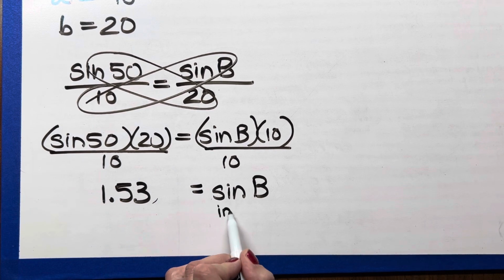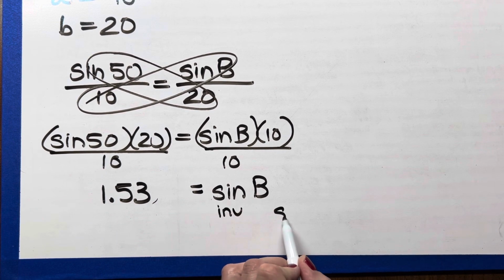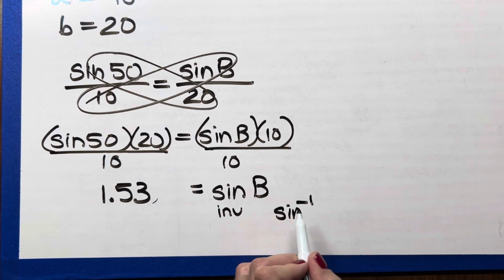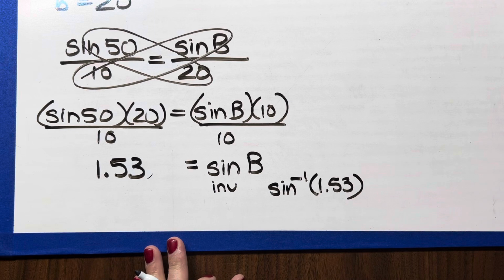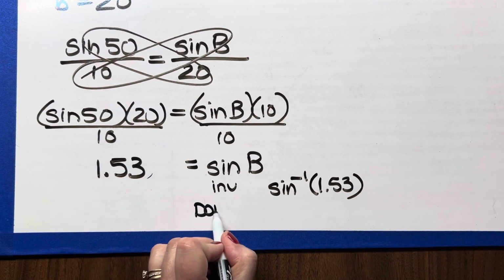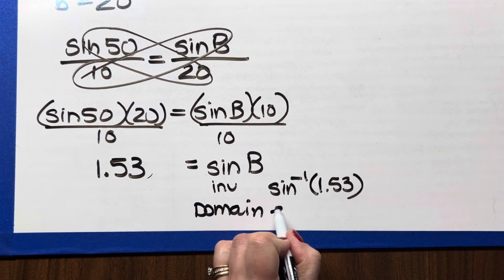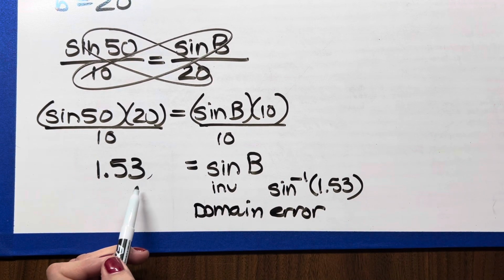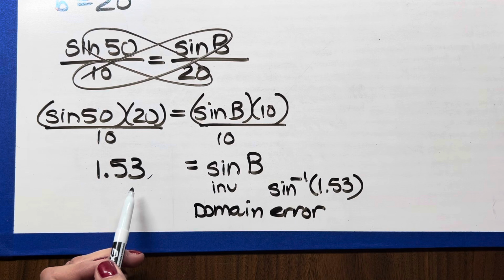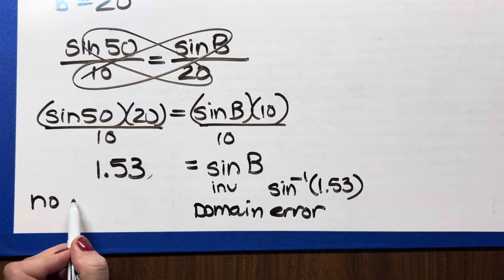If you try to use the inverse key and do the inverse sine of 1.53 on your calculator, it is probably going to tell you that you have a domain error, because you cannot have a value for sine that is larger than 1. So what this ambiguous case means is that there is no triangle.